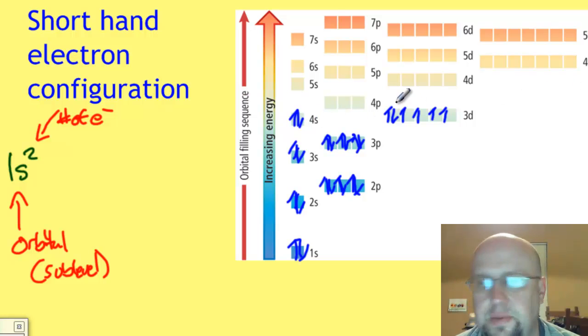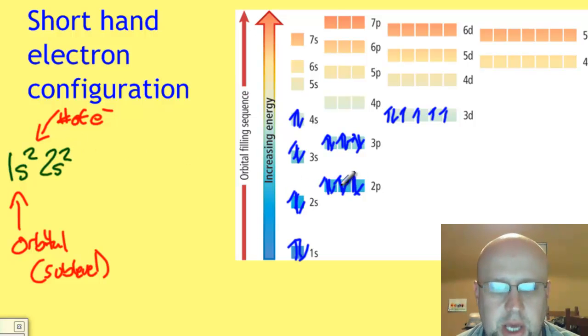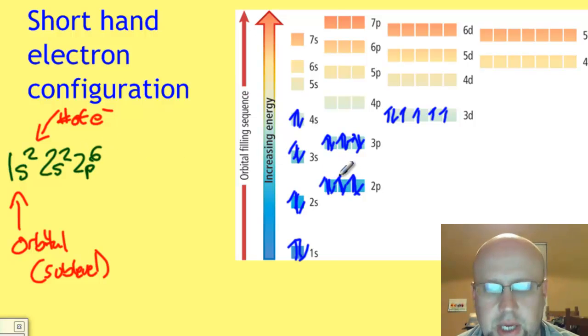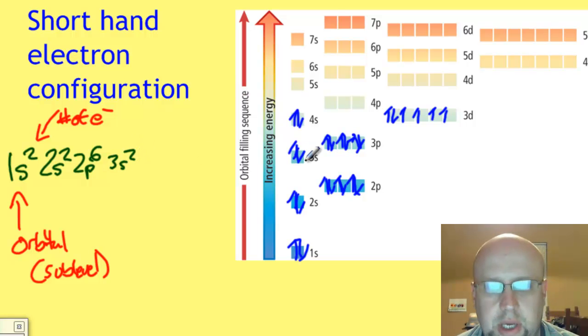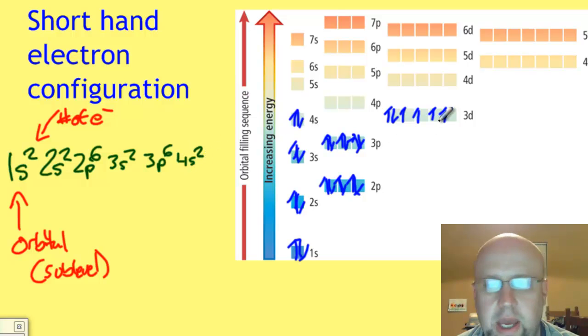Okay, so I'm going to finish this one up. So 1s2, I've got 2 electrons there. 2s2, that's this one. Next is 2p6, 6 electrons. 3s2, 2 electrons. 3p6, 1, 2, 3, 4, 5, 6. 4s2, and then 3d6.